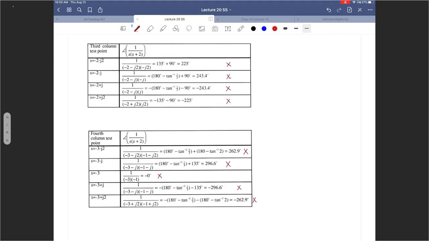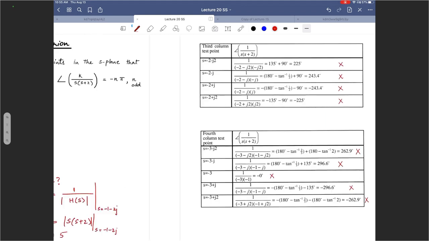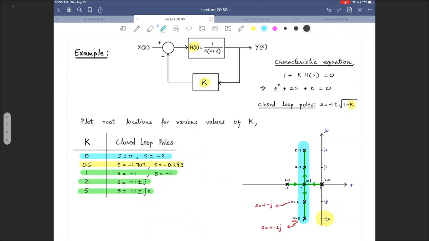We can do this for the third test column. Nothing will satisfy the angle criteria. We can do this for the fourth test column. Nothing will satisfy the angle criteria. So what is the third test column? That is with the real part of -2, and the fourth test column is with the real part of -3, right? So let me just highlight the two test columns here, maybe in pink. So we have got the test column here and test column here, right? So for those values, those are not on the root locus.